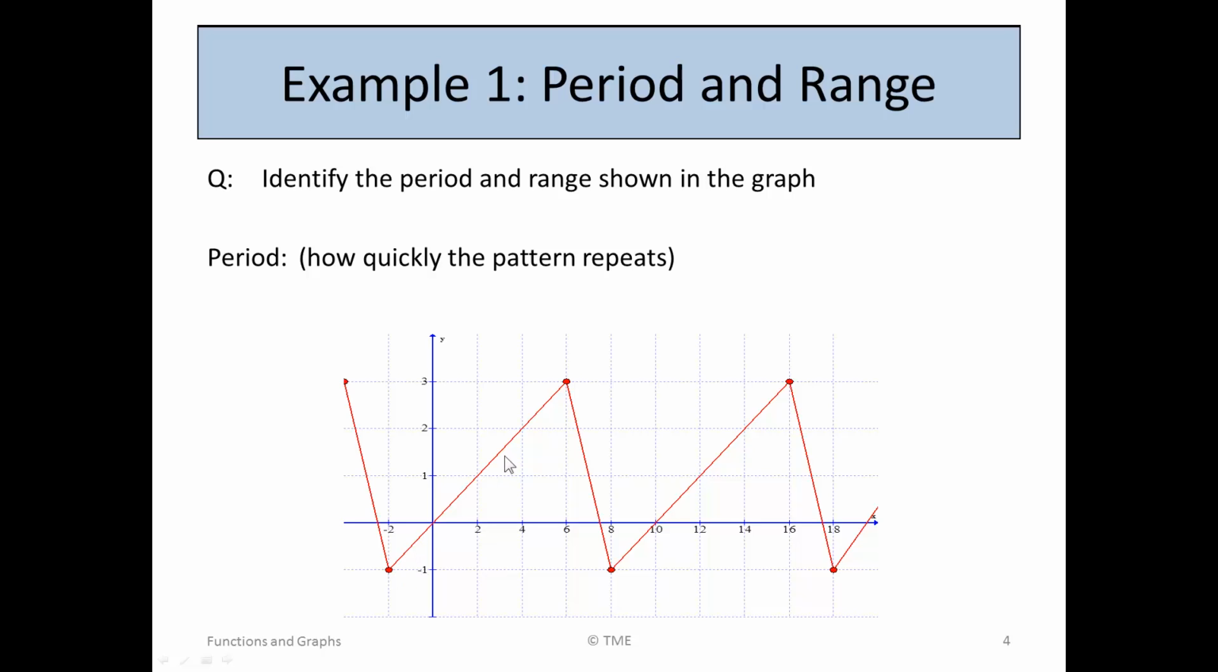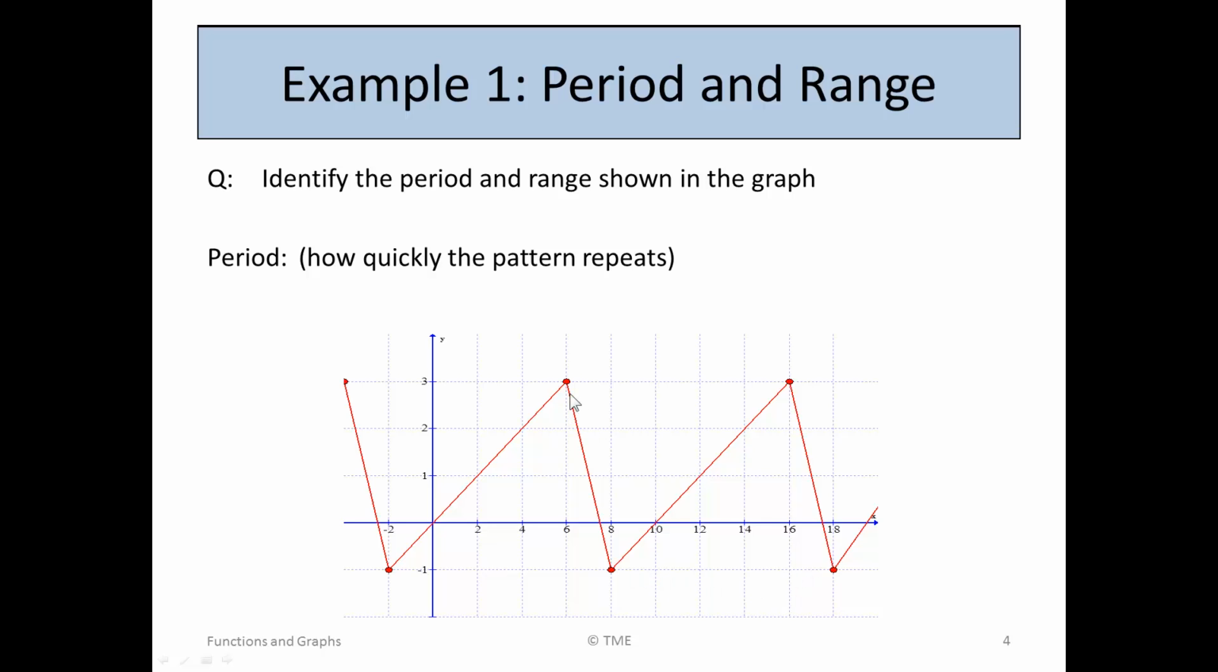at -2. And when it comes to the bottom again, it's at 8. And when it comes to the bottom again, it's at 18. So the difference between 8 and 18 is 10, and 8 and -2 is 10. It looks like this has a period of 10 units.